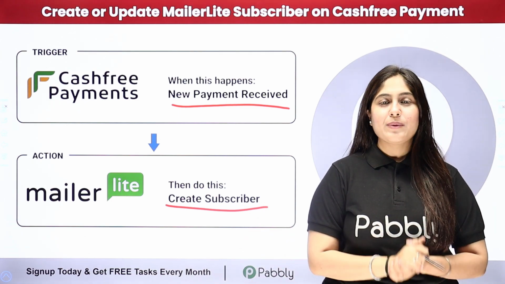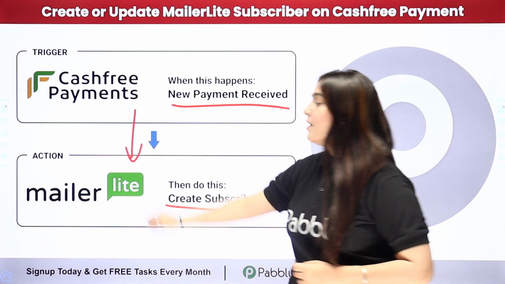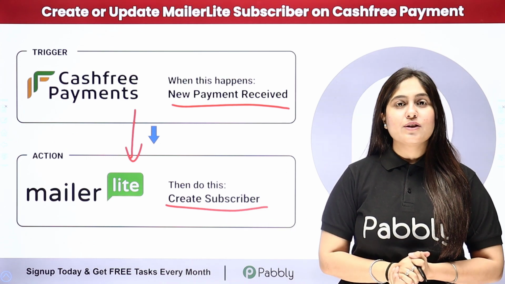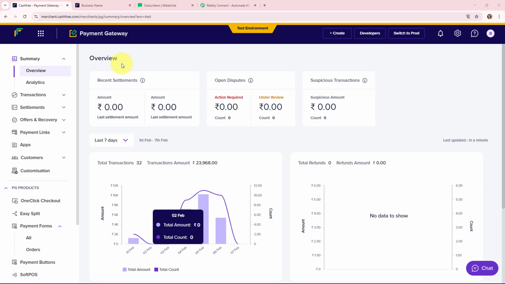So now here, to automate the entire process, I need to connect my Cashfree account with my MailerLite account using an automation software named Pabbly Connect. So to see the working of this automation and to learn this process step by step, let me take you to my screen. Welcome to my screen.